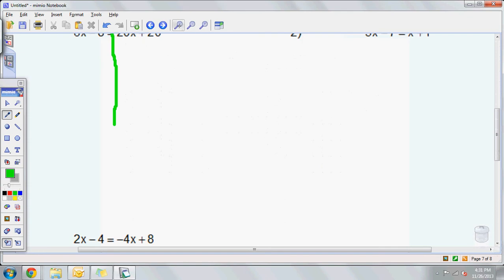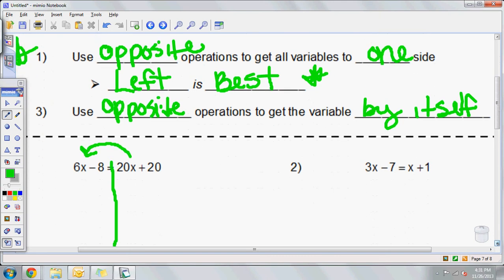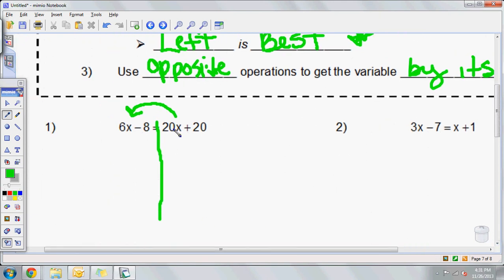All right, so number 1, drew my line, and we want to get x on one side of the equation. We're going to follow Beyonce's rule, and we're going to get the x's to the left side of the equation. So how we're going to do that is usually we're trying to get the coefficient away from the variable, but now we're going to bring this whole term to the left side of the equation. So how do I get 20x gone from this side and over to the left?